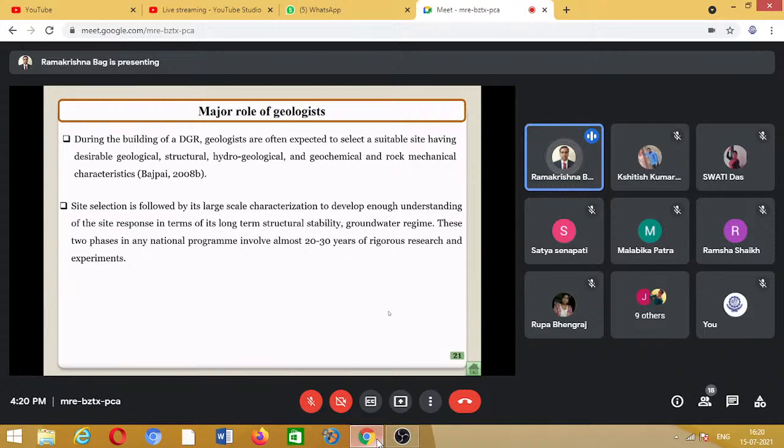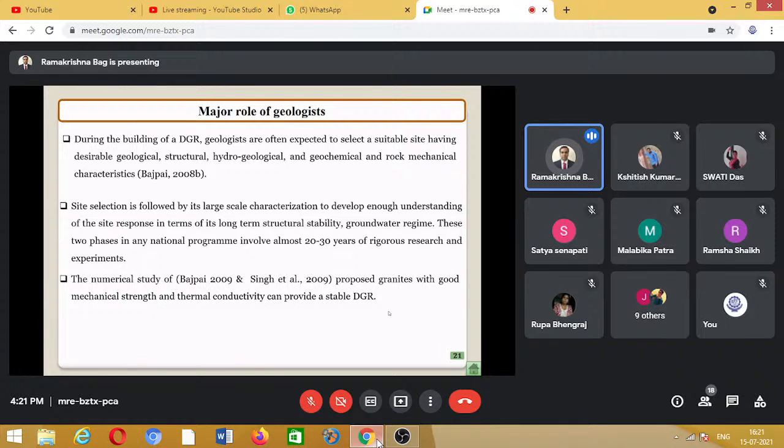Site selection is followed by large scale characterization. So after you select the site, you need to do large scale characterization to understand the site response in terms of long term structural stability, groundwater regime, etc. These two phases in any national program involve almost 20 to 30 years. Okay.